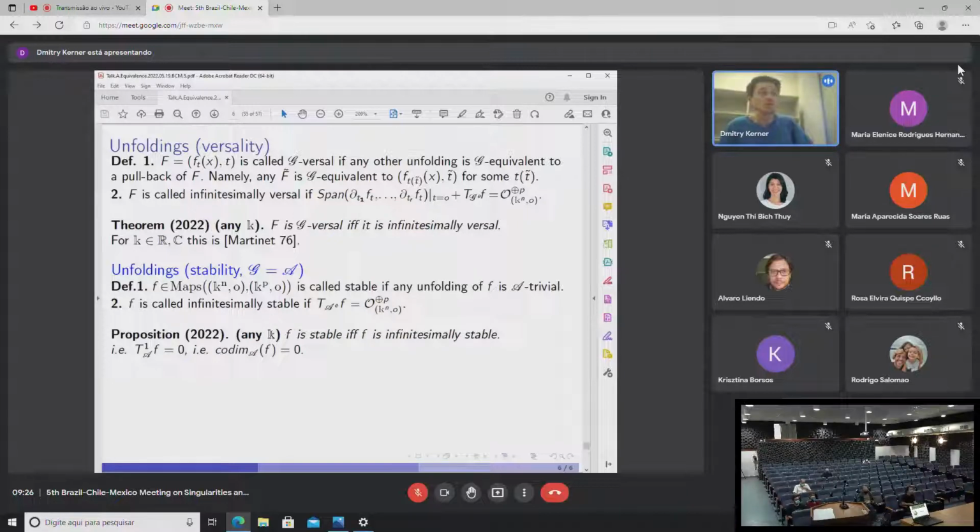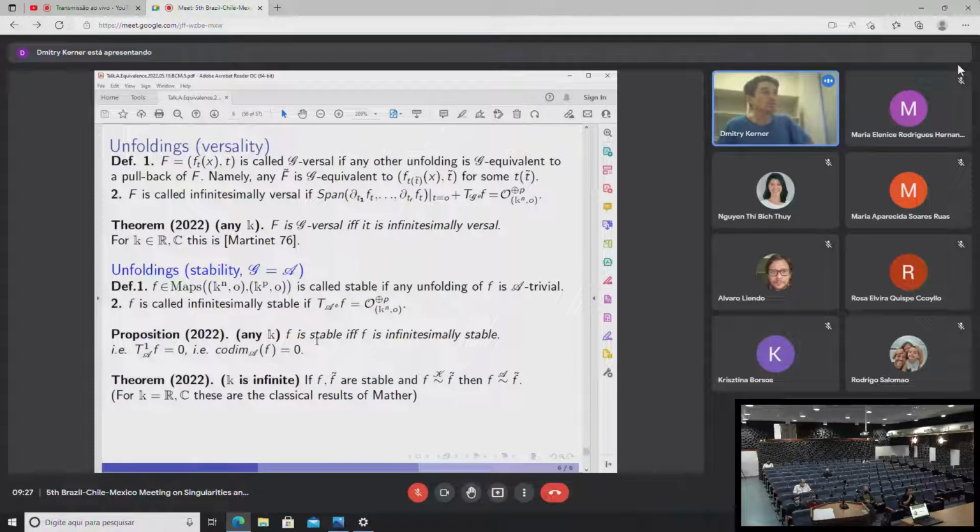For any case, for any field, f is stable if and only if it is infinitesimally stable. Yes, and this infinitesimal stability can be stated in various other ways. For example, the tangent space to the universal deformation is 0, or the codimension is 0. Yes, and this is just the extension of the classical results of Mather. Yes, the stability can be checked infinitesimally. And finally, the question is what are the stable maps, how to construct them, how to distinguish them.